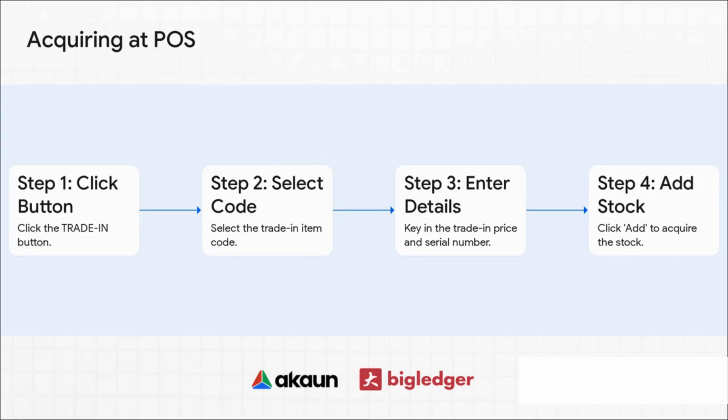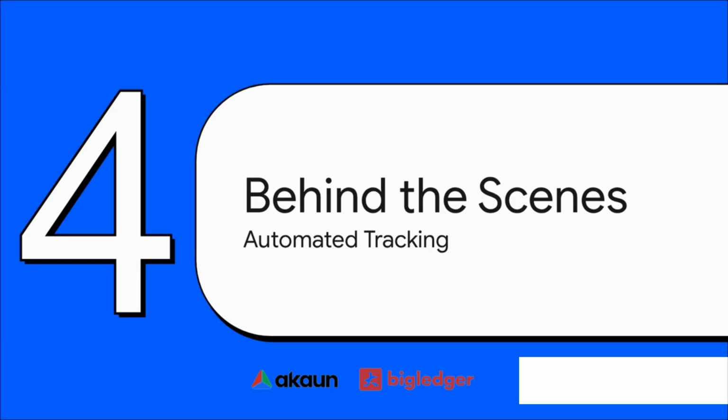At the point of sale, this is a piece of cake. It's really just 4 simple steps. You click the Trade-in button. You choose that Trade-in Phones code we just made. Then you just type in the price you're giving the customer and the phone's serial number. Hit Add, and poof. Just like that, the phone is officially part of your inventory. Now that looks super simple on your end, but in the background, the system just did all the hard work for you. Let's pull back the curtain and see all the magic that just happened automatically.